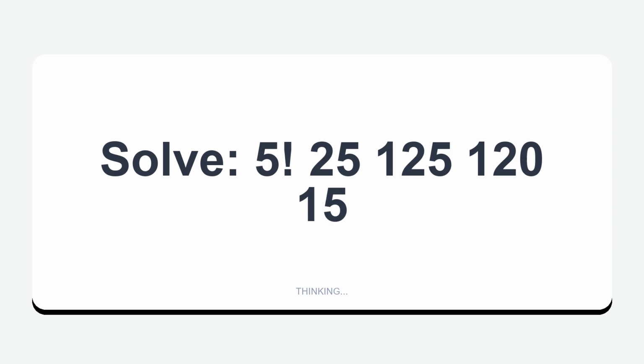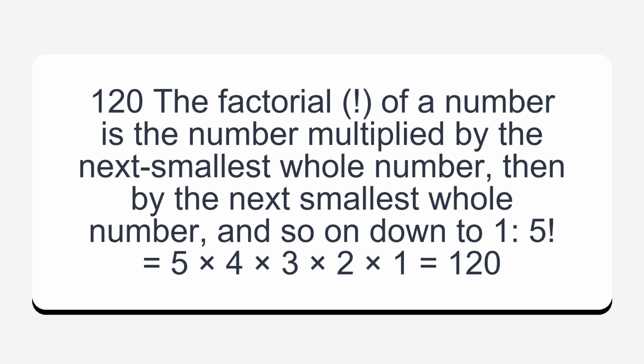Solve 5 factorial: 5, 25, 125, 120, 15. 120. The factorial of a number is the number multiplied by the next smallest whole number, then by the next smallest whole number, and so on down to 1. 5 factorial equals 5 times 4 times 3 times 2 times 1 equals 120.